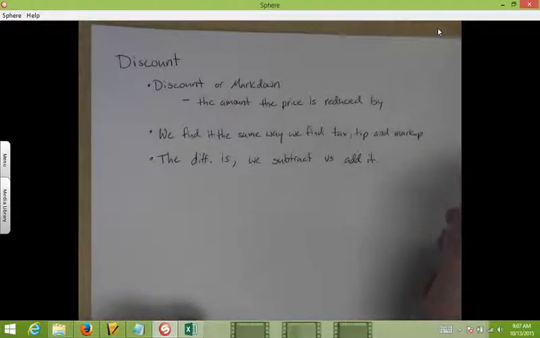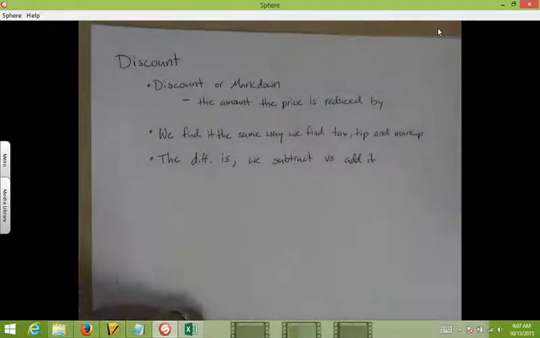And that makes sense. A tip is something you add onto a price. A coupon is an amount you subtract from a price. So let's take a look at some examples and see how we do this.